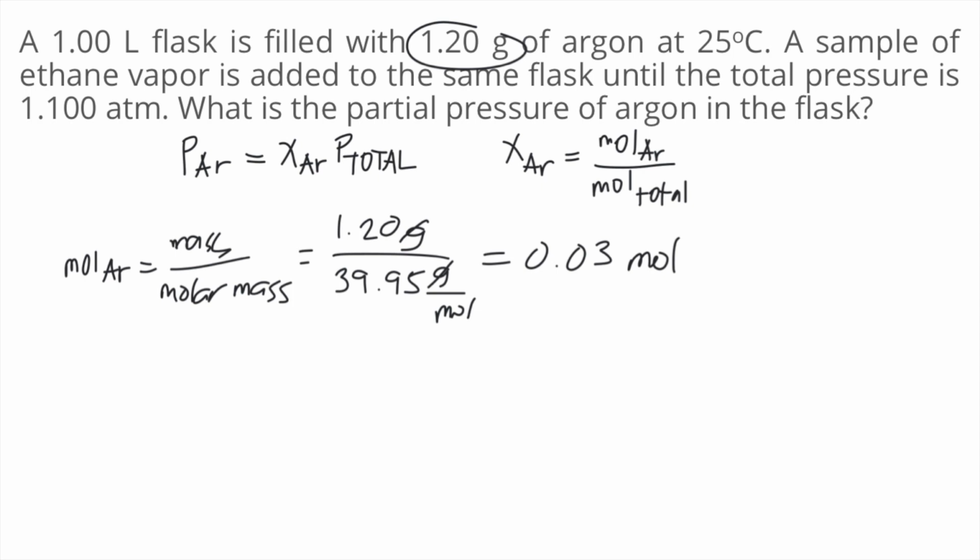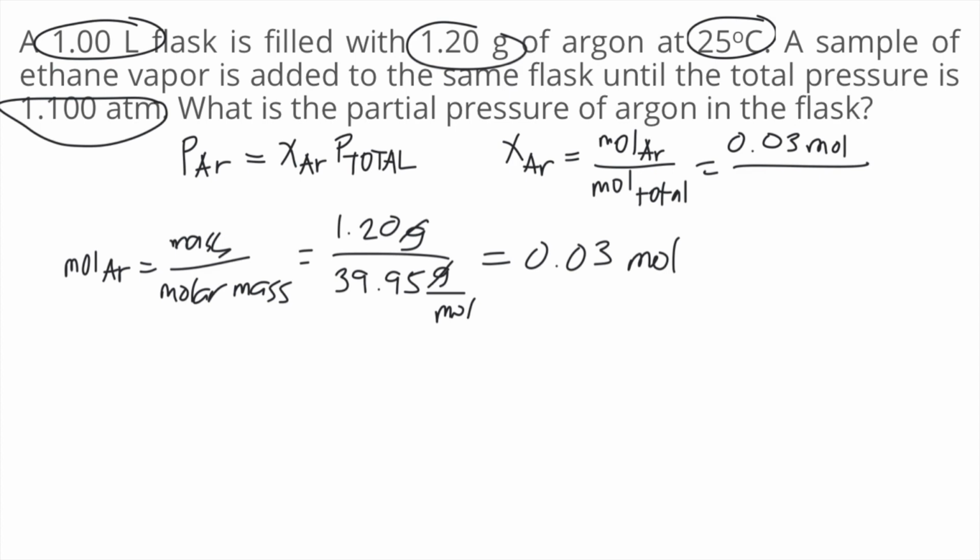Okay, so now you plug that into our equation. So our moles of argon is 0.03 moles divided by, now let's look for the total number of moles, or moles subscript total. So how do we now get this? In the problem, there are other givens. We have 1 liter of the flask, that's a volume. We have the total pressure, which is 1.1 atm. We're also given the temperature, which is 25 degrees Celsius. So from this, we can make use of the ideal gas equation to get the total moles.